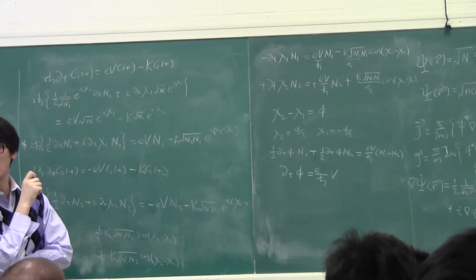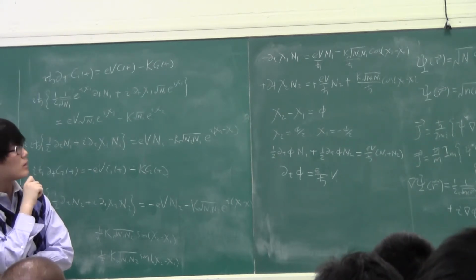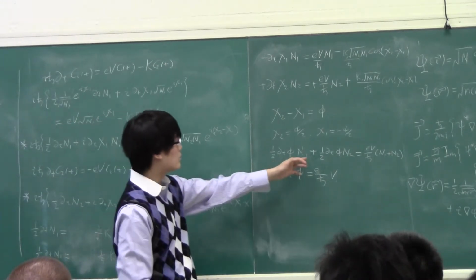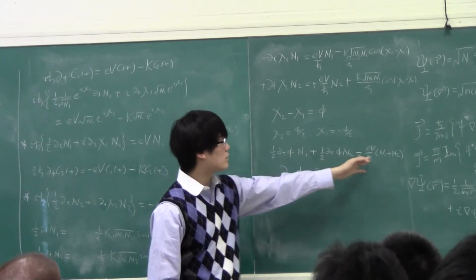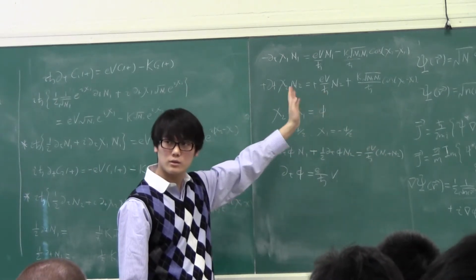You can cancel N1 and N2 on both sides. What is the reason for that? Because you can just combine them, right? N1 plus N2 here, N1 plus N2 here. The other term is cancelled.